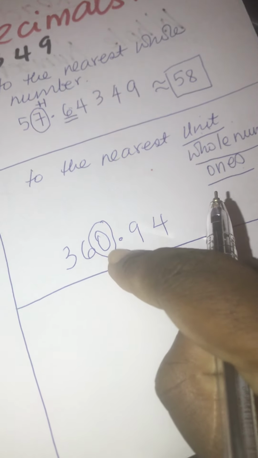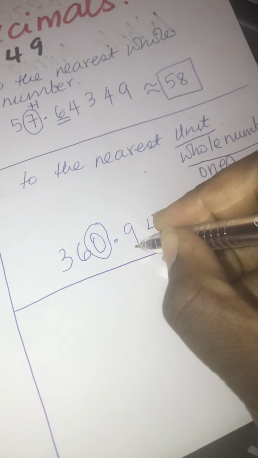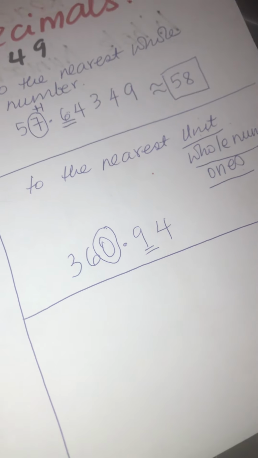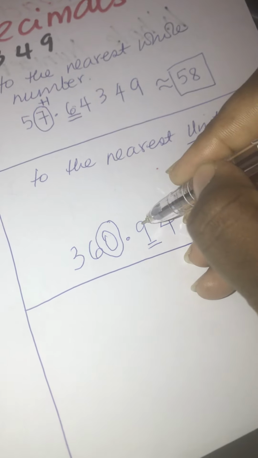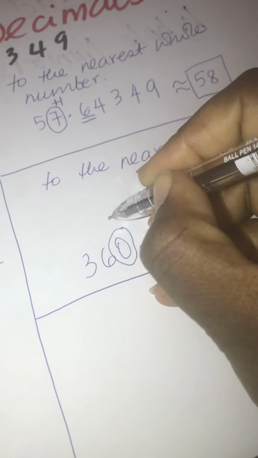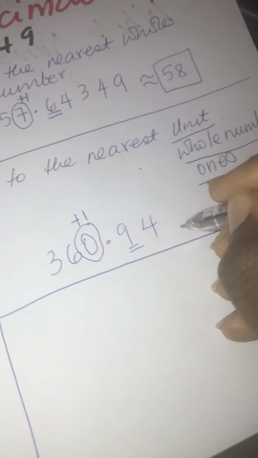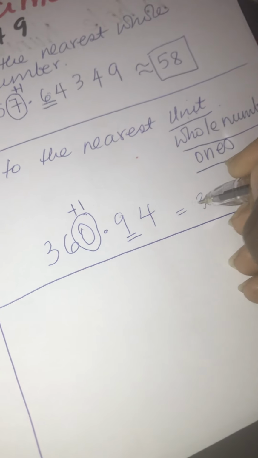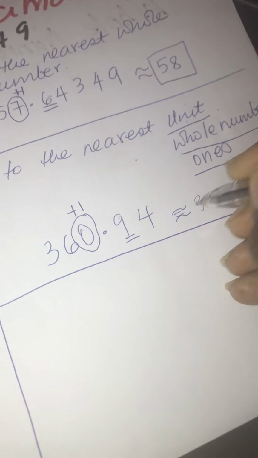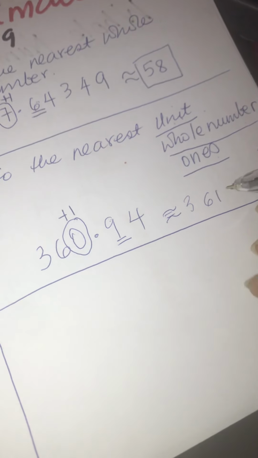So to the nearest whole number, my first whole number is 0. Remember we said 0 is a whole number, yeah? Then you underline the digit after the circle. Is this number 5 or more? Yes. Then you increase it by 1. So your answer is approximately 361.